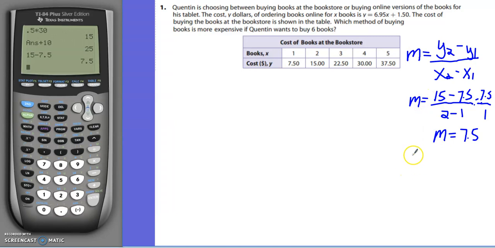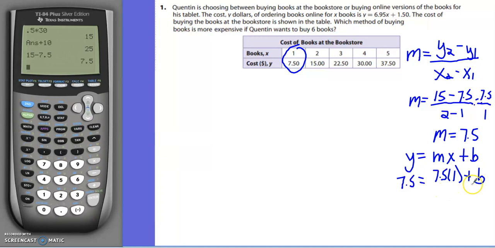Okay, and then if we use the format y equals mx plus b, and we know that this is 7.5, we just use this ordered pair here. And the x was 1. 7.5 times 1 is 7.5. And if you subtract 7.5 from both sides, you get b equals 0. So the equation for the bookstore is y equals 7.5x.